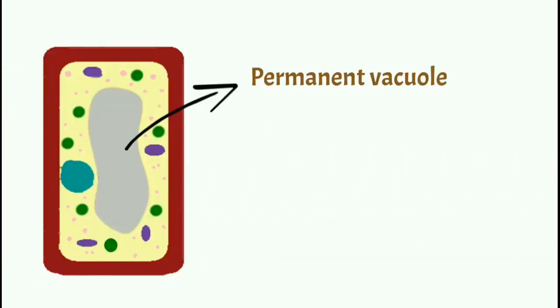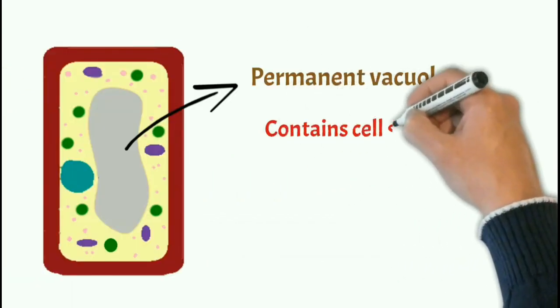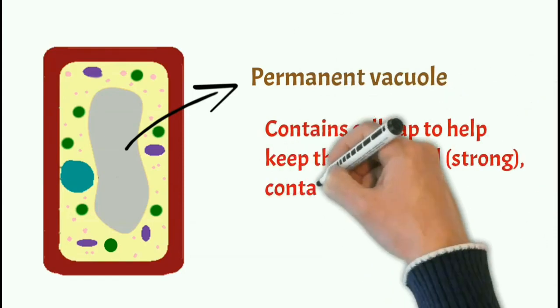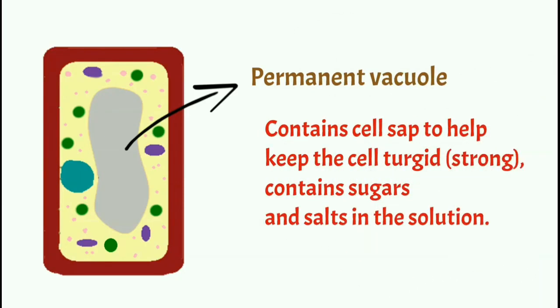Finally, we have the permanent vacuole. This contains cell sap to help keep the cell turgid, so strong, and it also contains sugars and salts in the solution.